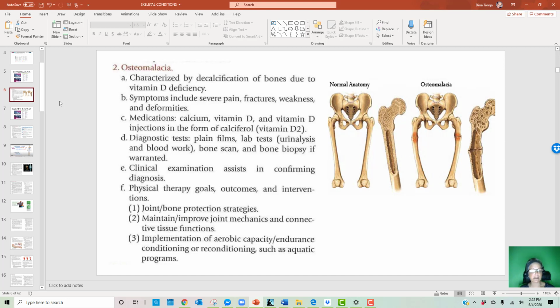Diagnostic tests include plain films, lab tests such as a urinalysis and blood work, a bone scan, and a bone biopsy if warranted. Clinical examination assists in confirming diagnosis. Physical therapy goals, outcomes, and interventions include joint bone protection strategies, the goal to maintain or improve joint mechanics and connective tissue functions, and the implementation of an aerobic capacity endurance conditioning or reconditioning program such as aquatic therapy.